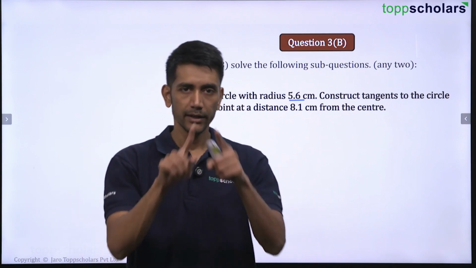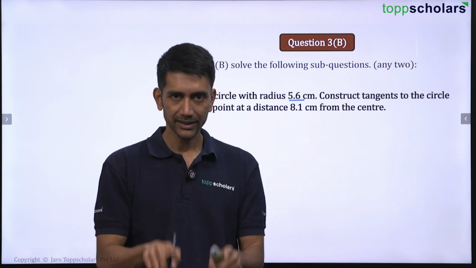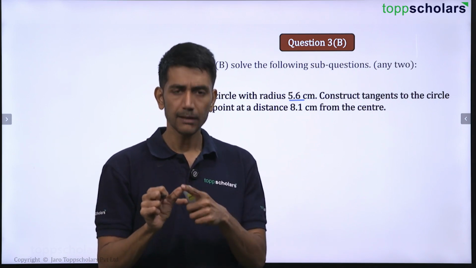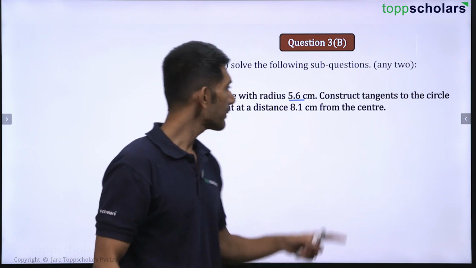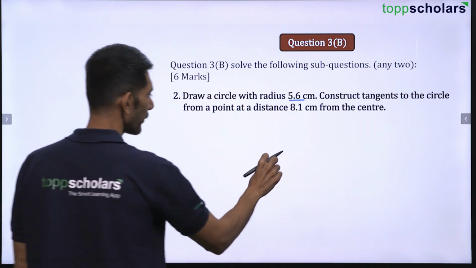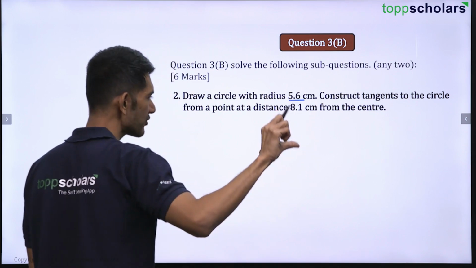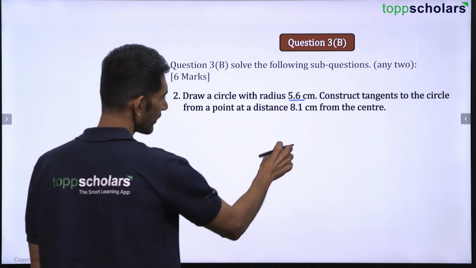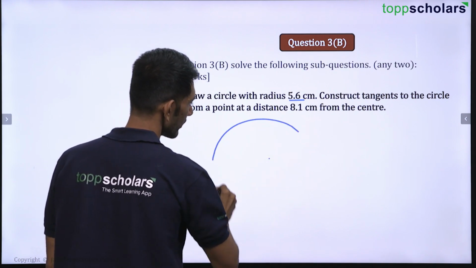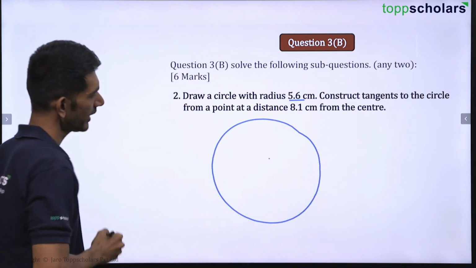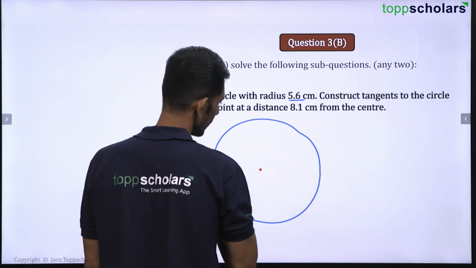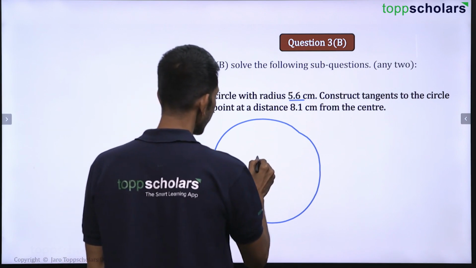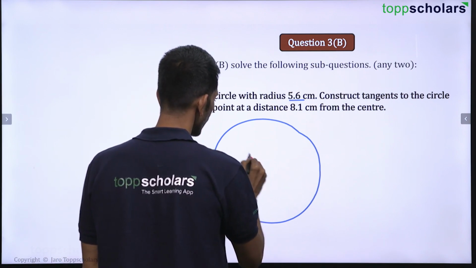You can draw that. Take the scale, as in ruler, compass pointer at 0, pencil at 5.6. Take the measurement and then draw a circle. So if I keep my center like this and this is 5.6, we'll draw a circle, right? Now suppose this is the center, you have drawn a circle of radius 5.6 centimeter. And suppose this is say point O.